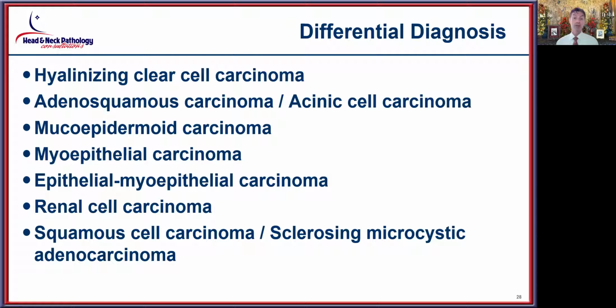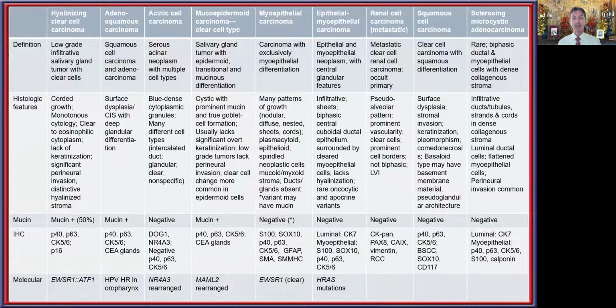And so what I'd like to do in the next half an hour or so is go over the differential for clear cell tumors with hyalinizing clear cell carcinoma, adenosquamous carcinoma, and acinic cell carcinoma, mucoepidermoid carcinoma, myoepithelial carcinoma, epithelial-myoepithelial carcinoma, renal cell, and then, of course, squamous cell carcinoma, with the other S in that being sclerosing microcystic adenocarcinoma. So you can tell that I'm going to have a mnemonic going on for you at some point in this presentation to help you memorize these findings.